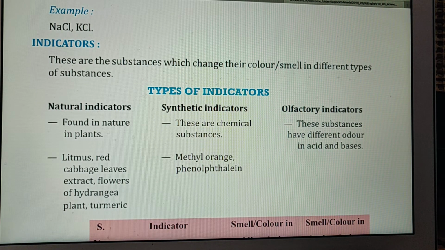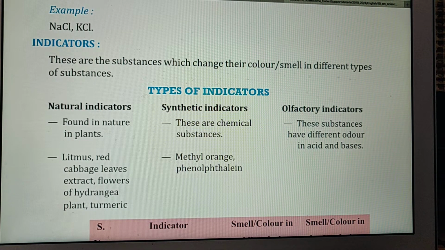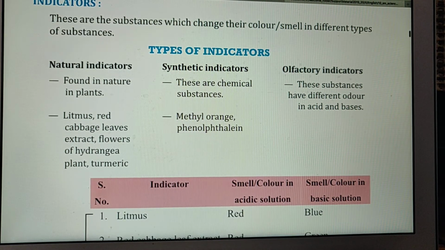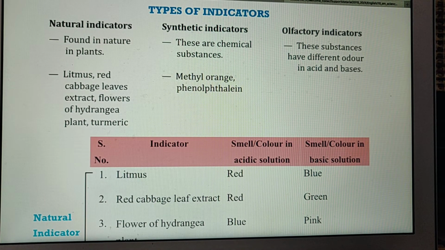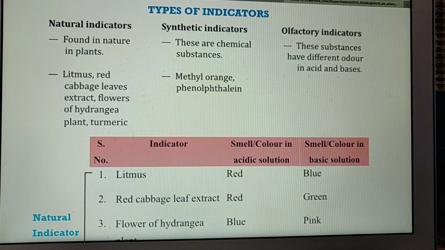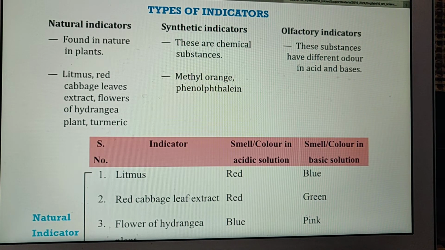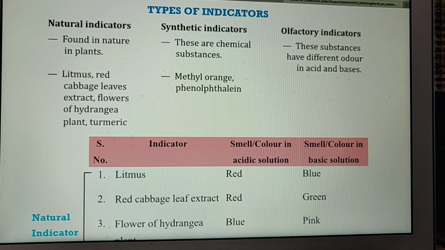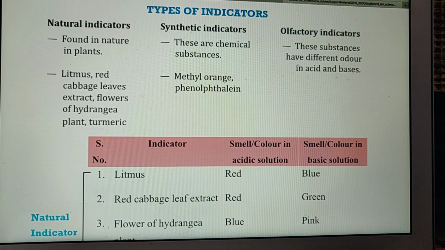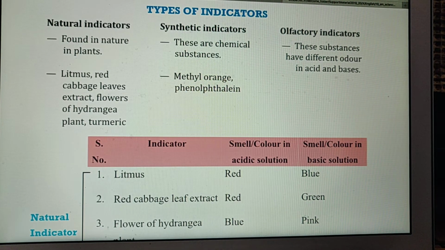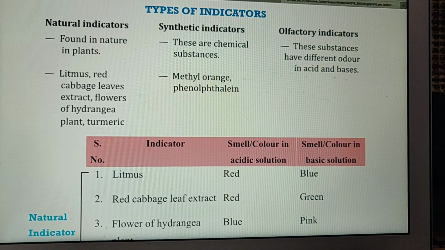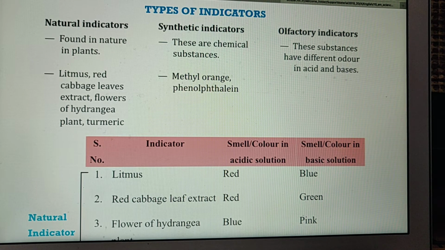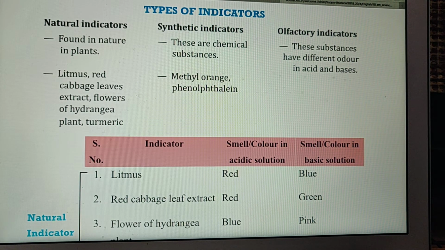Indicators are substances which change their color or smell in different types of substances. So we will see types of indicators: natural indicators, synthetic indicators and olfactory indicators. Natural indicators are found in nature. Synthetic indicators are synthesized in the lab or in the factory. These are chemical substances. And third one, olfactory indicators. These substances have different odors in acidic and basic media.